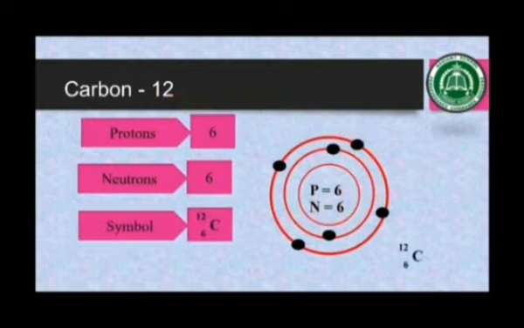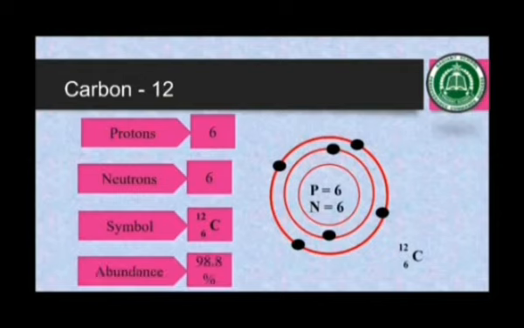The symbol of carbon 12 is C 12 6. The 12 at the top left shows the mass number of the isotope carbon 12, and the 6 at the bottom left shows the atomic number of carbon. The abundance of carbon 12 is 98.8%.